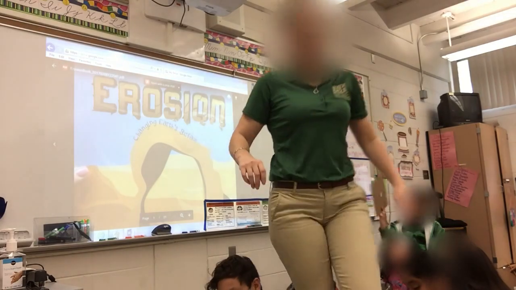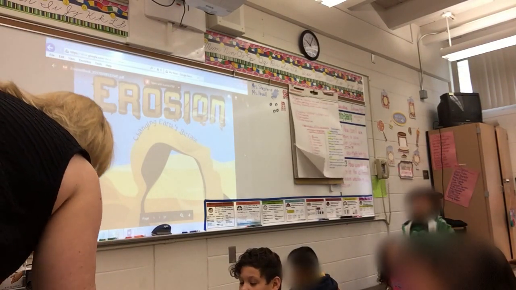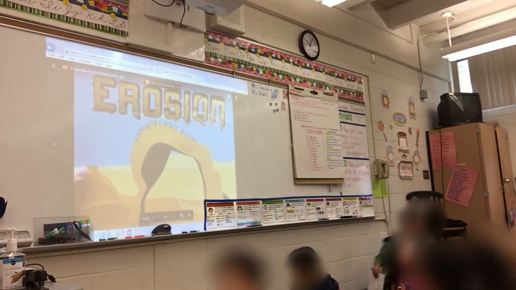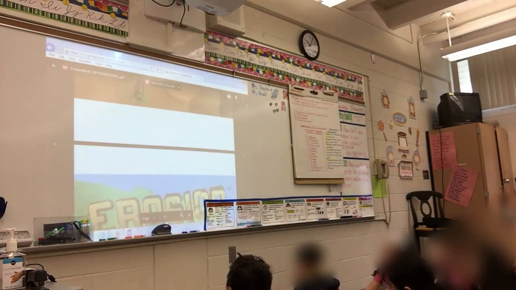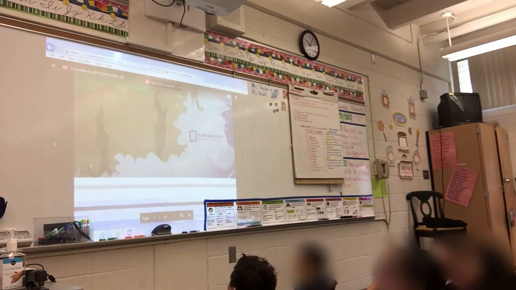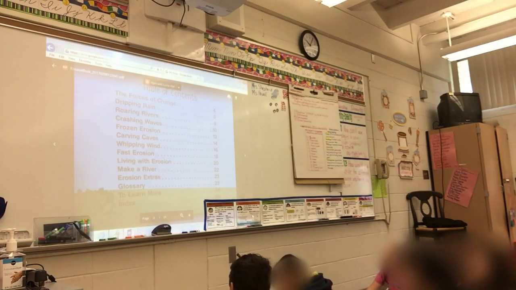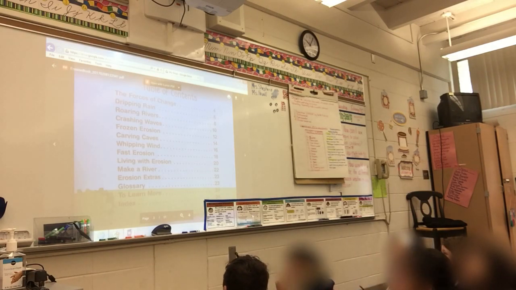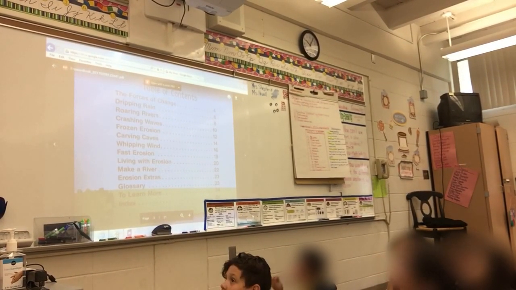Now, on your worksheet, I have to go grab one real quick. Alright. So preview. We're going to look at the table of contents. This is our title, Erosion. This is our table of contents. So we see that it has forces of change, dripping rain, roaring rivers, crashing waves, frozen erosion, carving caves, whipping wind, fast erosion, living with erosion, make a river, erosion extras, and then the glossary. And then we have learn more and the index.